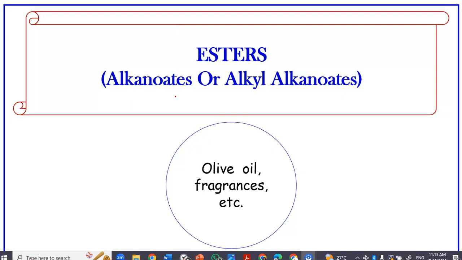Esters, just like alkanols, alkanes, carboxylic acids, are all families of organic compounds. So ester is also another family of organic compounds. And esters are found all around us. The vegetable oils we use are all mixtures of esters. Okay, fats are esters of fatty acid or carboxylic acid, long chain carboxylic acids. The fragrances in our perfumes are all esters.